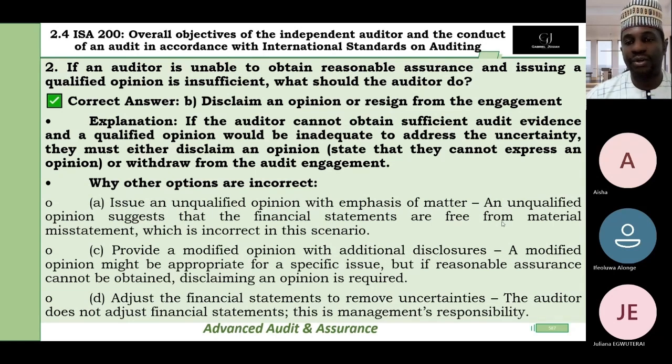So a qualified opinion means you are clean. An unqualified opinion means you are not clean. There are issues, material issues. Then disclaimer of opinion means we cannot express an opinion. So we cannot state whether it's clean or unclean. That's what disclaimer means. Then what does adverse mean? Adverse opinion means that the auditor adversely has an issue with your financial statements. So what does that mean?